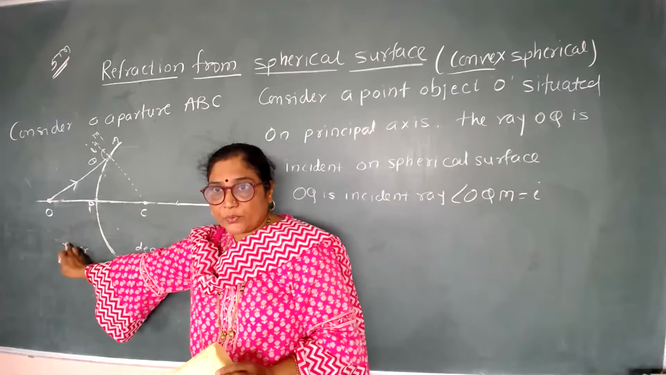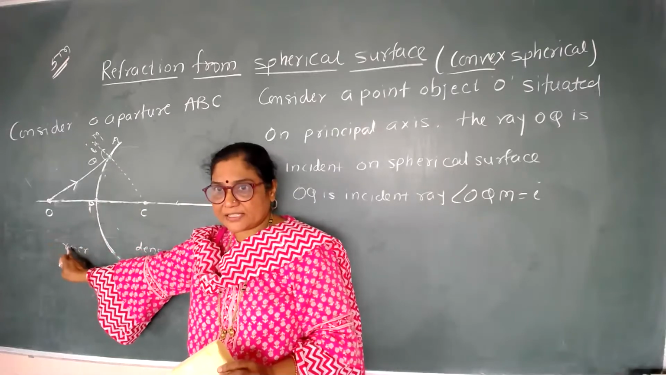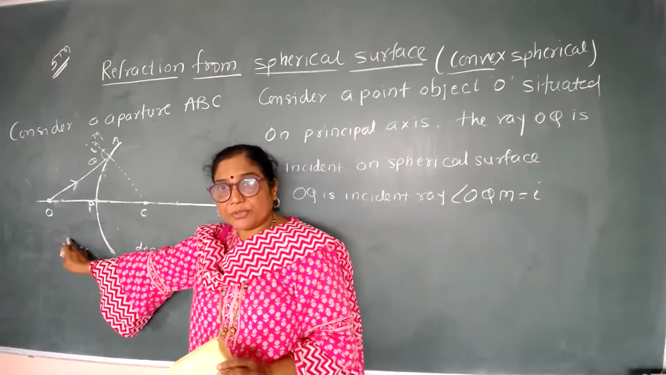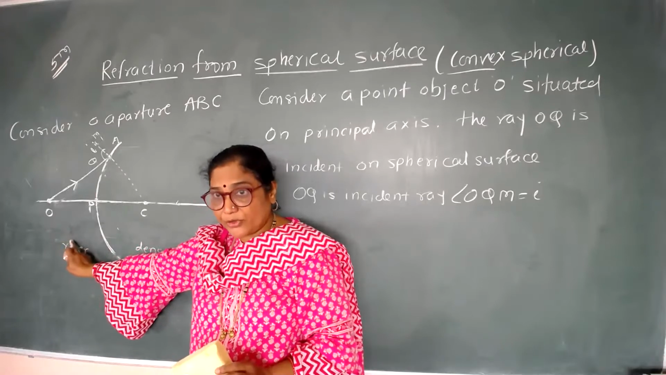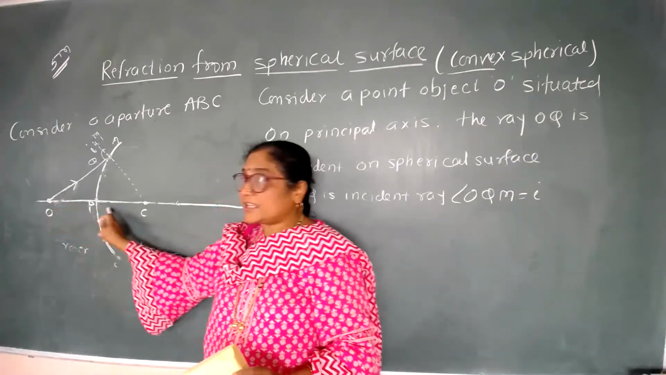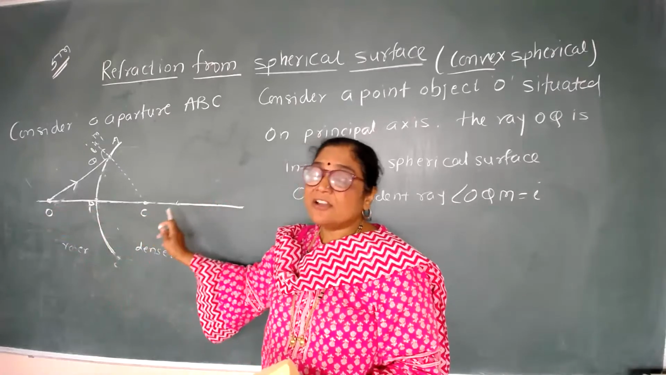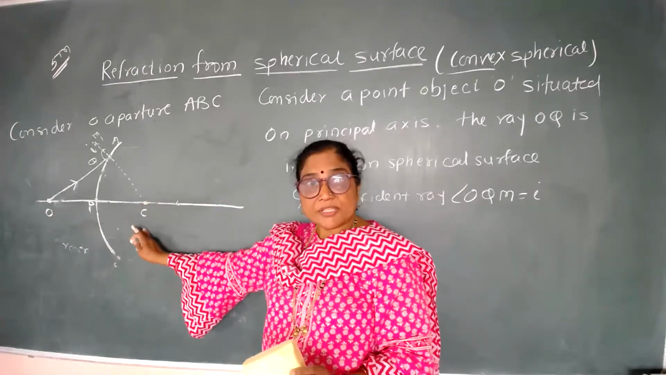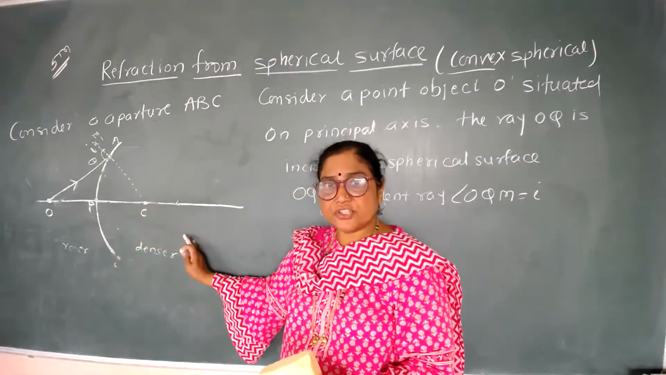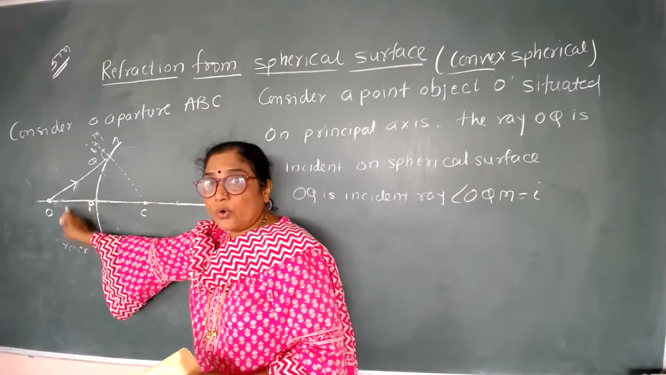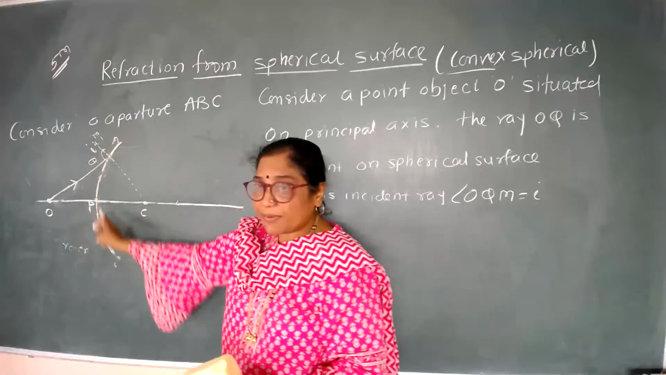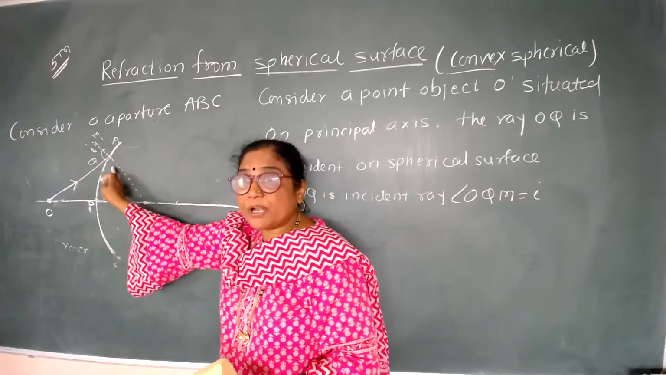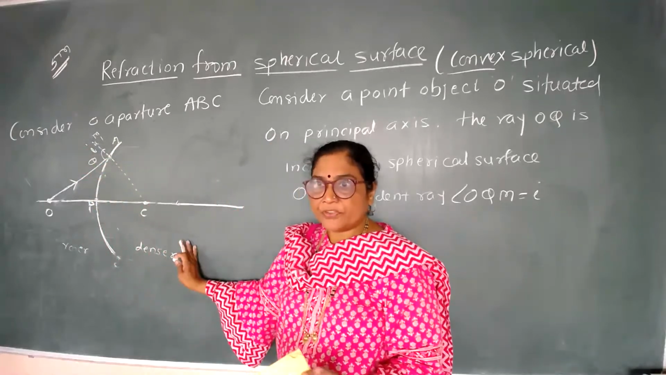Consider a point object O lying on the principal axis. This is a point object O, a luminous object. From the luminous object, a number of light rays are propagated. Suppose the first light ray is propagated along the principal axis without deviation. The angle of incidence is 0, so what is the angle of refraction? It is 0. The second ray of light, OQ, is incident on the spherical surface with the incident angle I. Draw a normal line. The normal line is passing through the center of curvature.